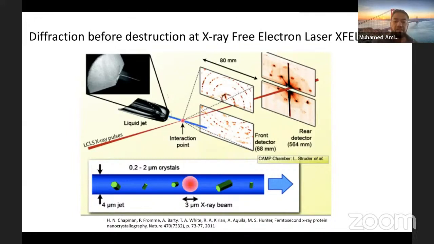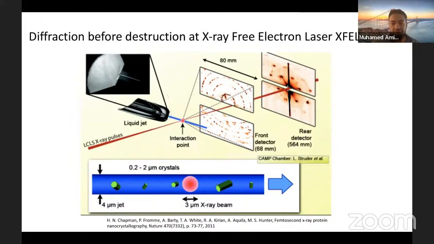In 2010 or 2011, this experiment called diffraction before destruction, where you really have identical crystals through an injection system, and then you get a diffraction pattern from each crystal. The problem is that you cannot rotate it anymore because you destroy the crystal. So you really have to have identical crystals, maybe a few thousand, to resolve the structure, so you can cover all the orientations in something called Monte Carlo integration.